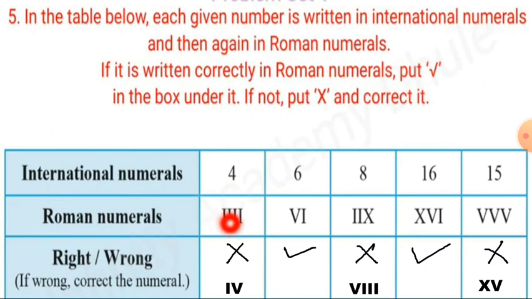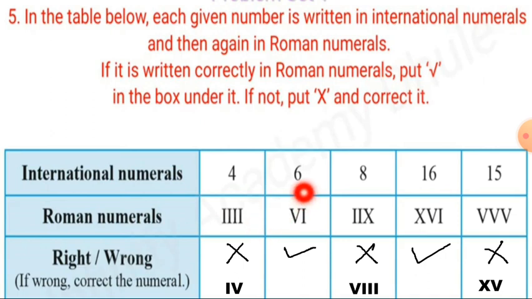IIII. Is 4 written like this in Roman numerals? No. 4 is written as IV, because according to the rule, I cannot be repeated more than 3 times. So this is wrong. So put the wrong sign and down write the correct answer, which is IV.